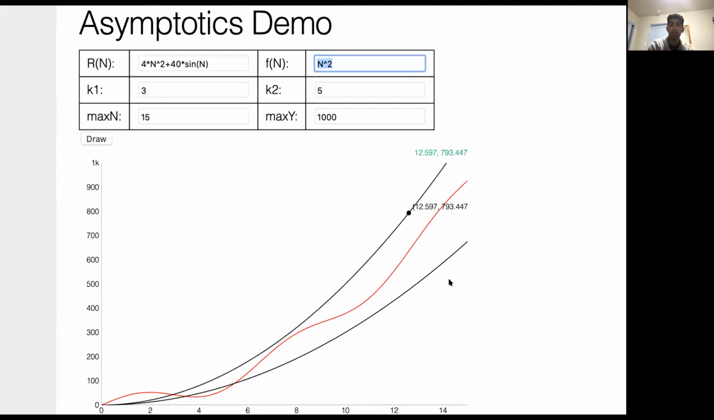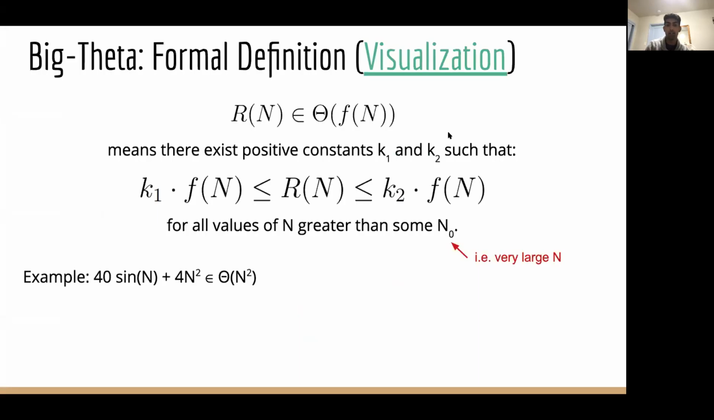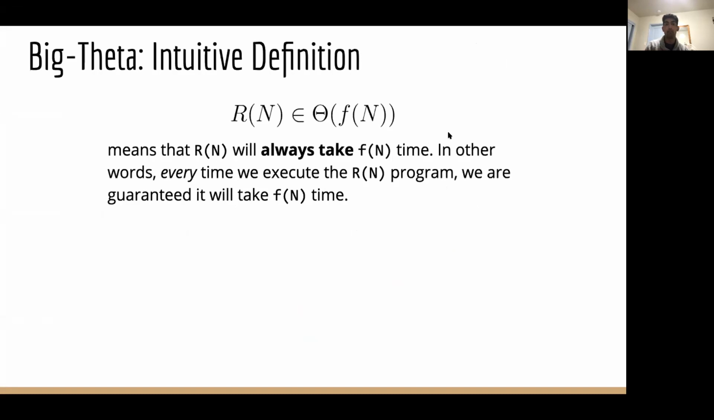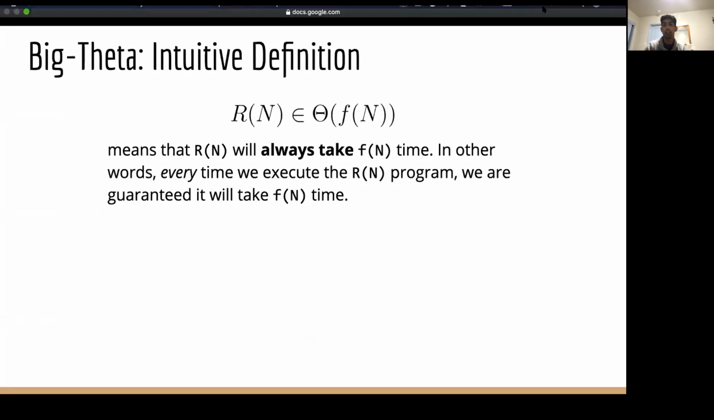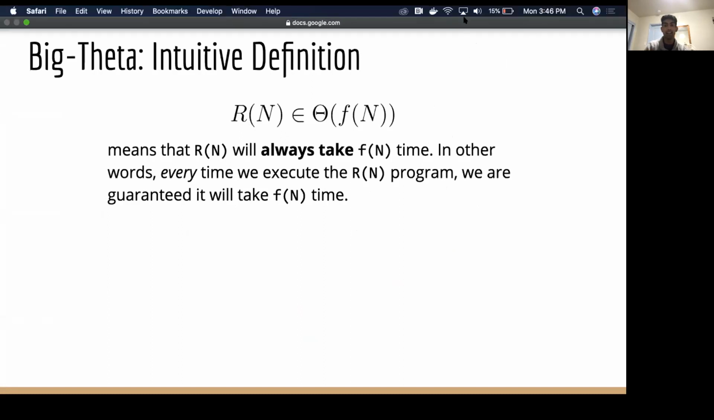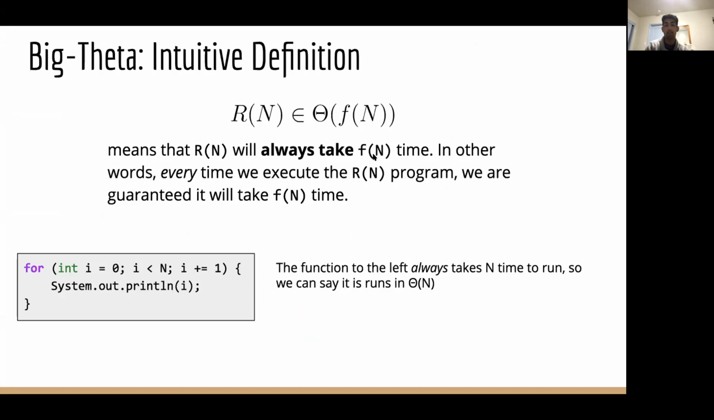But this may be a bit confusing, so I have a slightly more intuitive way of how I like to think about theta bounds myself. My intuitive definition is that if I have some function r of n and it runs in theta of f of n, what this is telling us is that it will always take f of n time. In other words, every time I execute the r of n program, we are guaranteed it'll take f of n time. That's how I like to think about a theta bound.